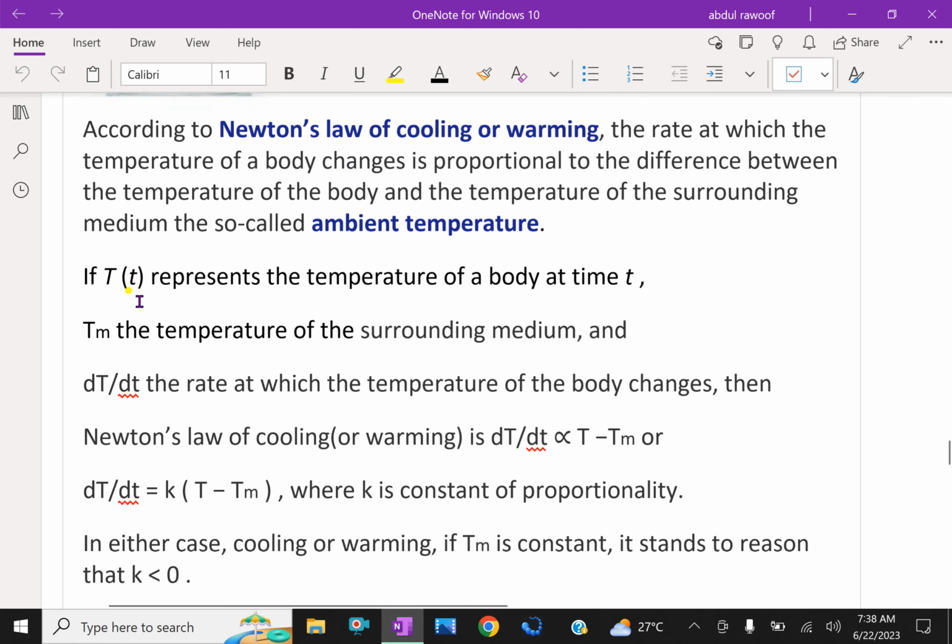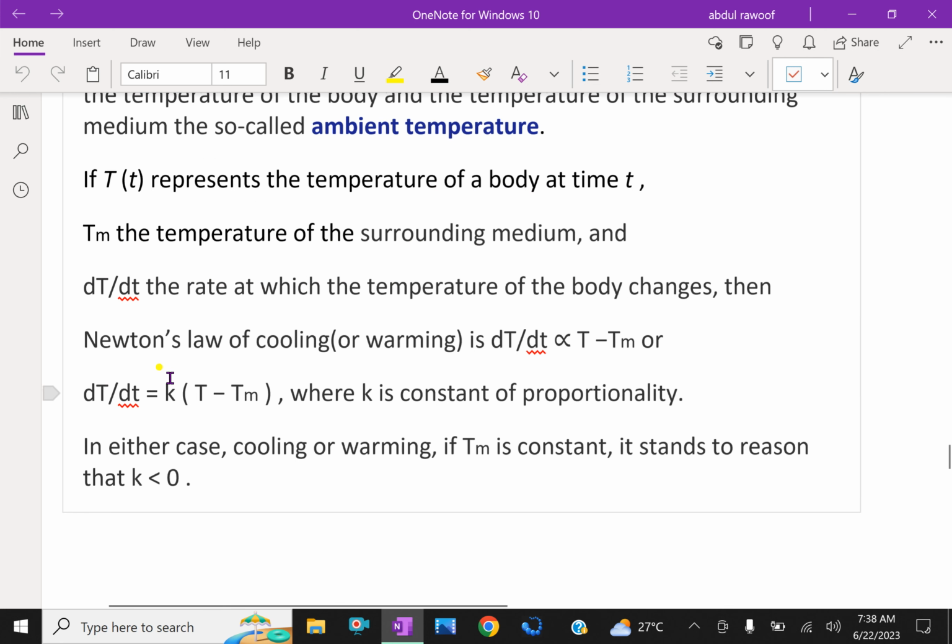For example, if T(t) represents the temperature of your body at any time t, and Tm the temperature of the surrounding medium, dT/dt, that is the change in temperature with respect to time, the rate at which the temperature of the body changes, then Newton's law of cooling or warming is dT/dt proportional to T minus Tm, or dT/dt equals K into (T minus Tm), where K is the constant of proportionality. In either case, cooling or warming, if Tm is constant, it stands to reason that K is less than 0.